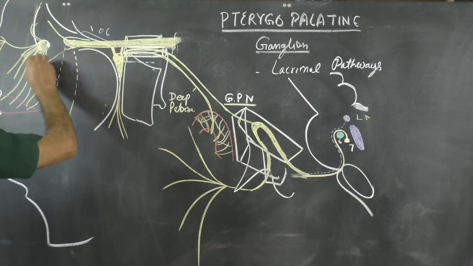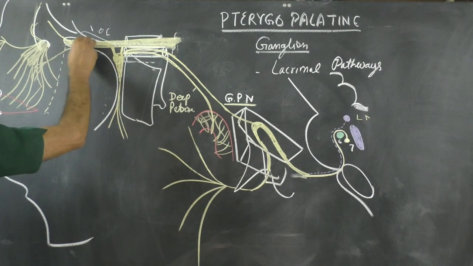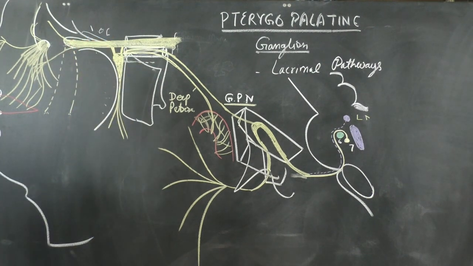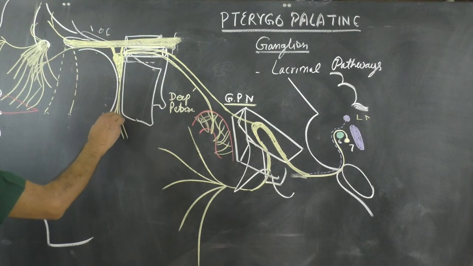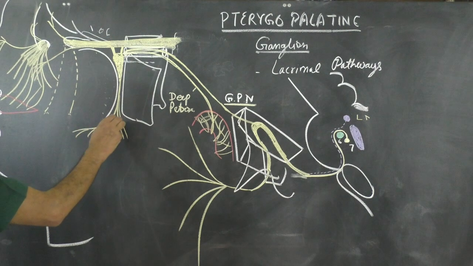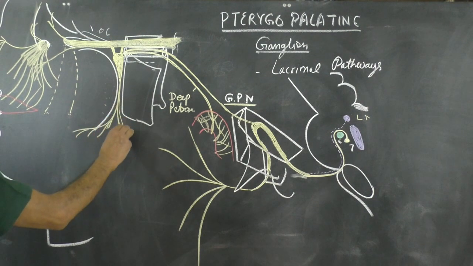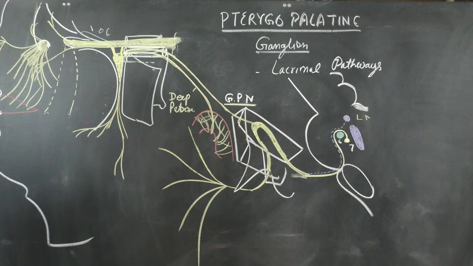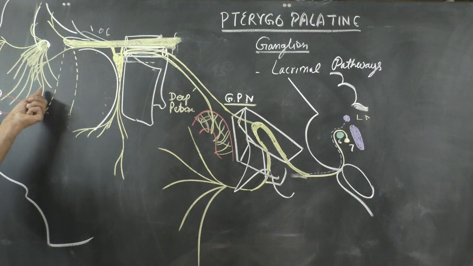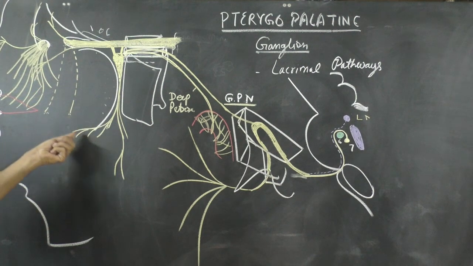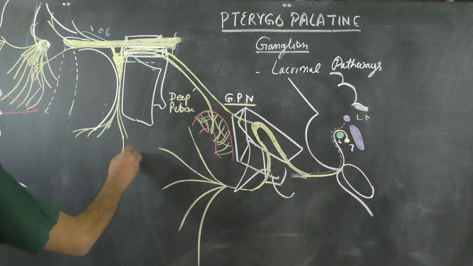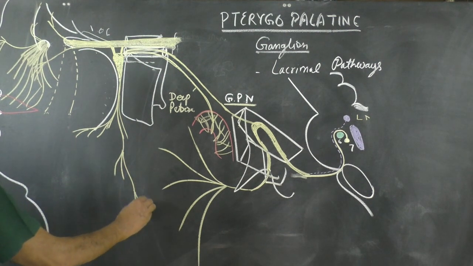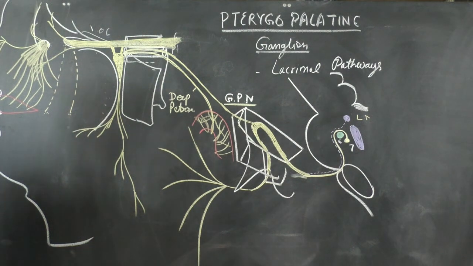They supply the mucosa of the nasal cavity and the nasal glands, the goblet cells of the mucous glands of the nasal mucous membrane. They supply the orbital periosteum, the palatine process, and the pharyngeal branches. So they have got the orbital, the maxillary, the palatine, and the pharyngeal branches. They go to the different parts as mentioned.